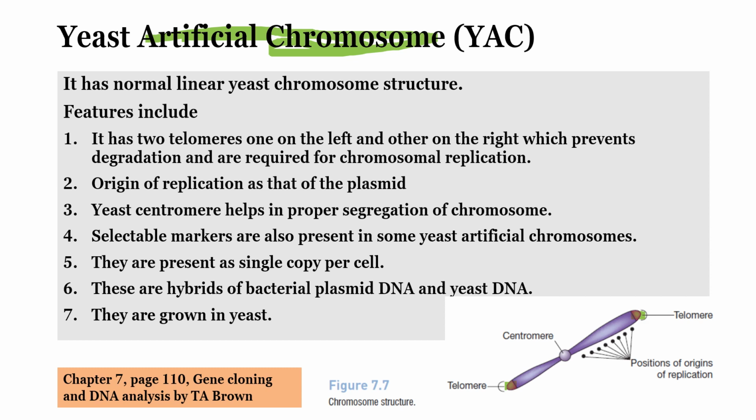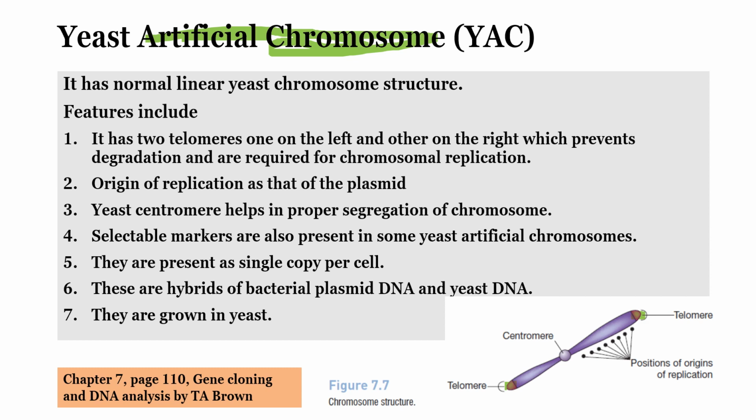Why do the chromosomes have several origins of replication? Because chromosomes are big. So to start and complete the replication within fractions of seconds, we need several origins of replication. Similarly, a yeast artificial chromosome has a structure similar to a chromosome. Okay, it has 2 telomeres which are actually preventing the artificial chromosome from being degraded by the exonucleases, and these are also involved in the chromosomal replication. Okay, so they have origin of replication as that of a plasmid, which we are going to see in our next slide. They have centromeres which help in proper segregation of the chromosome.